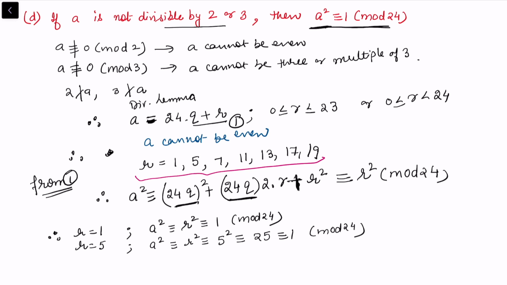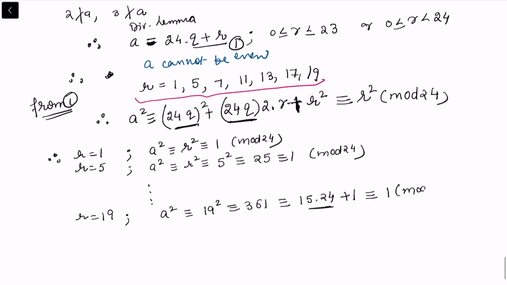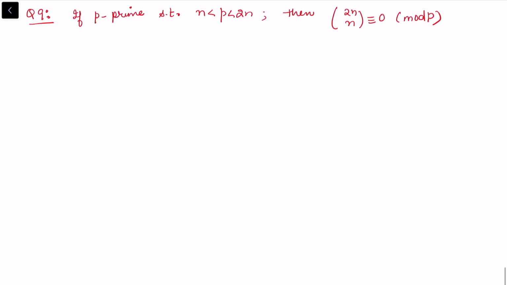And we continue doing like this. So for all values, we will verify. When r is 19, a square is congruent to 19 square. 19 square is 361. 361 is 15 into 24 plus 1. So which is congruent to 1 mod 24. So we will conclude that a square is congruent to 1 mod 24. That proves our result.